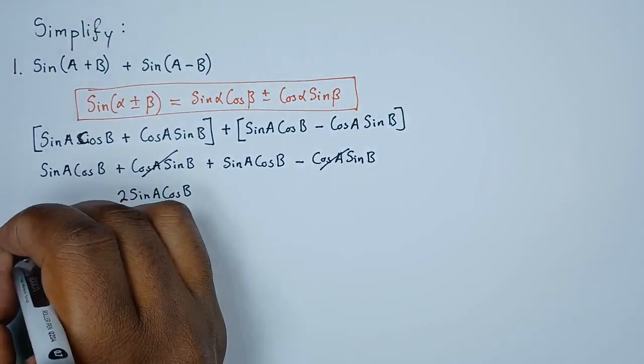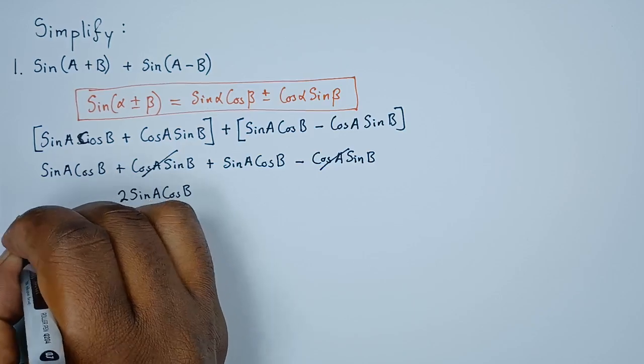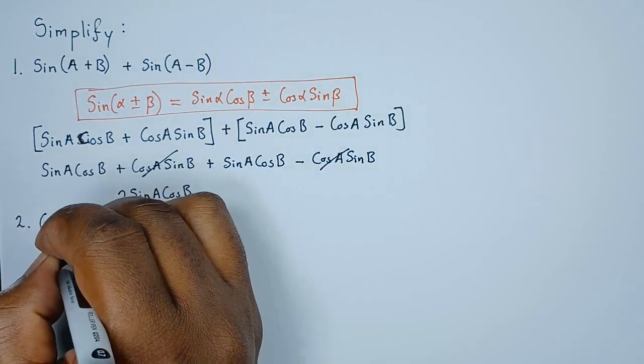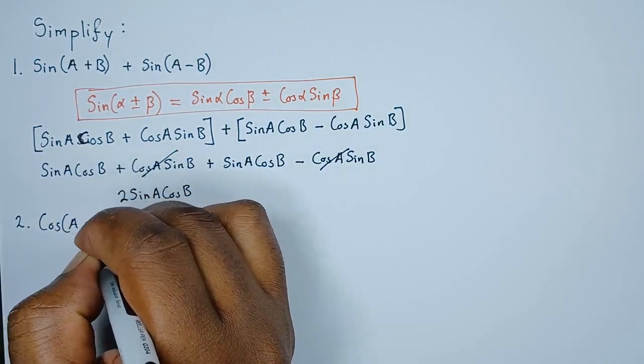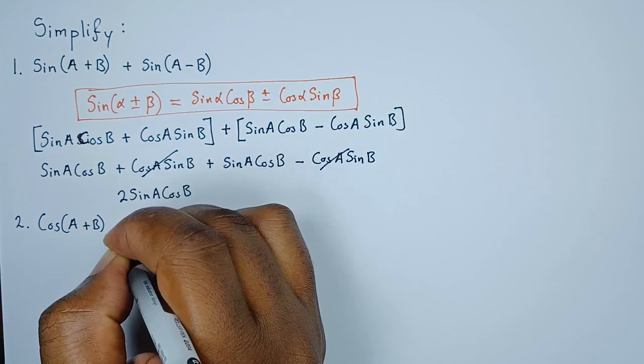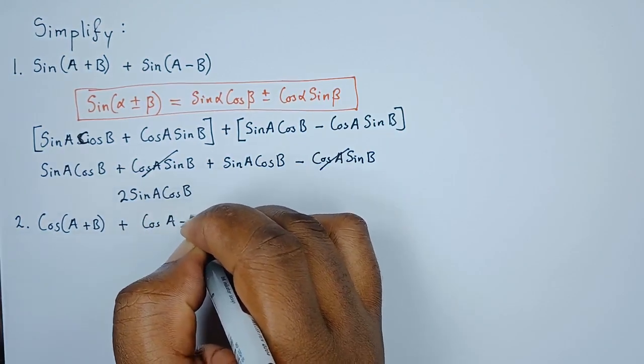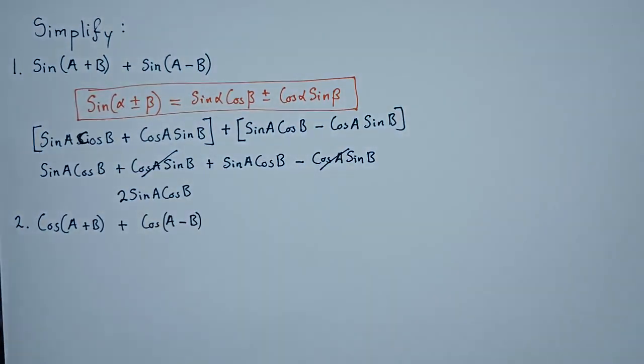Now, let's look at question 2. So question 2, we're still simplifying, is cos (A plus B), then we are adding this to cos (A minus B). This is what we have. So again, we need the sum and difference formulas for cos. It's different from this one for sine.